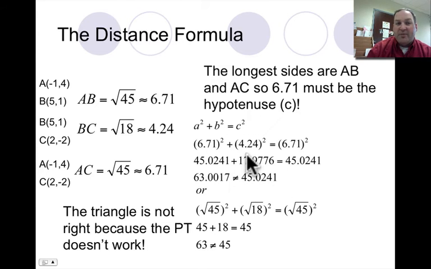So if it does not work in the Pythagorean theorem, we cannot say that this triangle is a right triangle. Okay? Notice that I also worked this out by using the square roots. Because the Pythagorean theorem works with squares, I can easily take the square of a square root. Square root of 45 squared just undoes the square root for you, so it just becomes 45. Square root of 18 squared just becomes 18. Square root of 45 squared just becomes 45. Add those together and I get 63 and 45, and of course they're not equal to each other. So the triangle is not right because the Pythagorean theorem does not work or is not proven to be true.